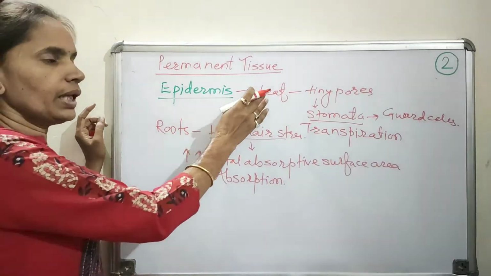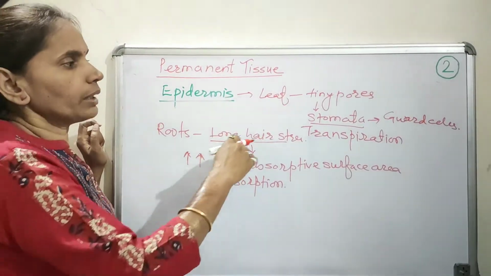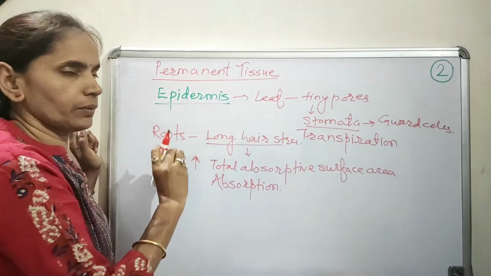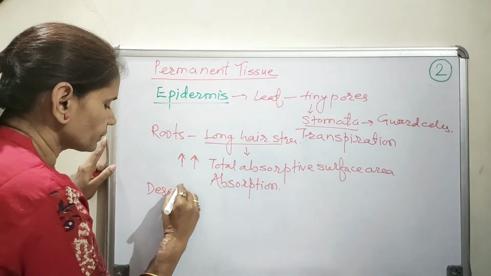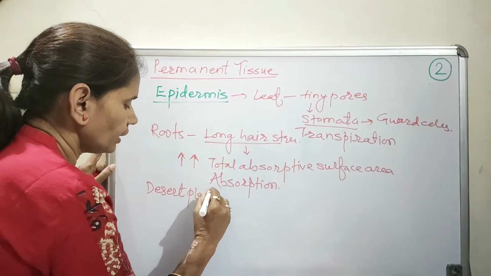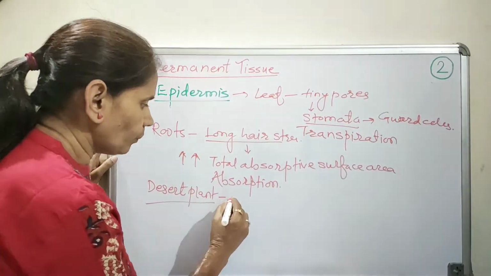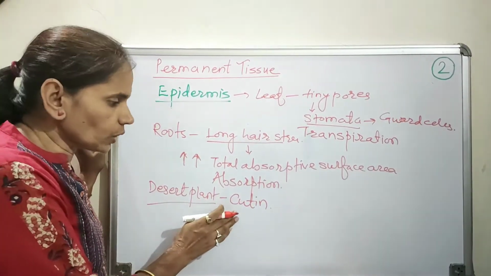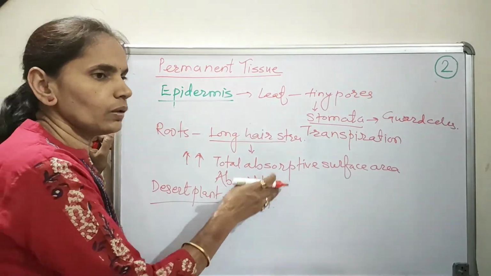So the epidermis from the different areas or regions of the plant is meant for the specific function of that particular plant portion. Similarly, in the case of desert plants, the epidermis is covered by a wax-like component called cutin, and obviously the function of this specific cutin is the prevention of water loss.